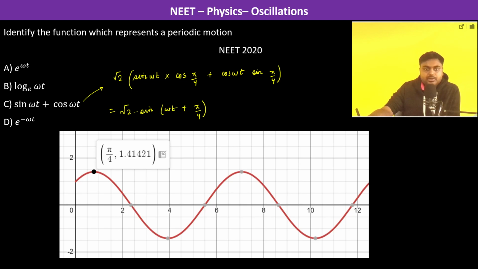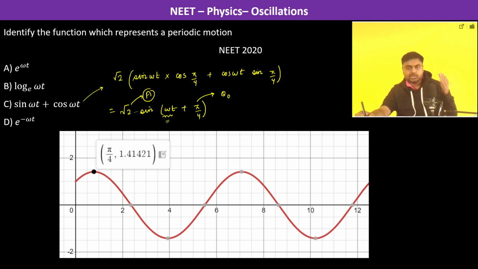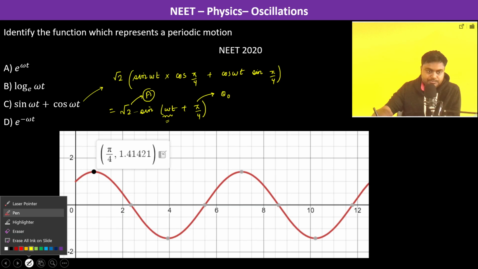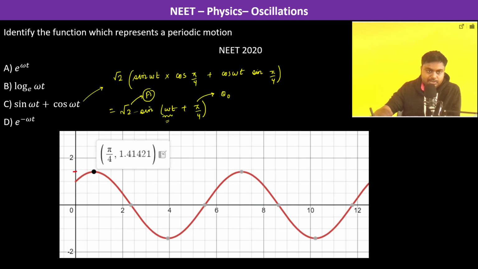Now as we can see, this is having an initial phase, this is theta naught, this is the amplitude which is root 2, and the angular frequency is omega. Thus it's going to repeat itself, as is evident from the graph also. So the graph is having root 2 as its amplitude.